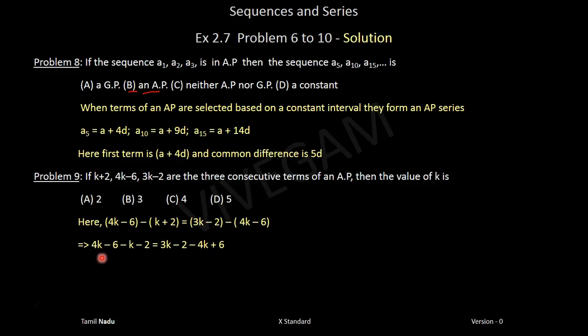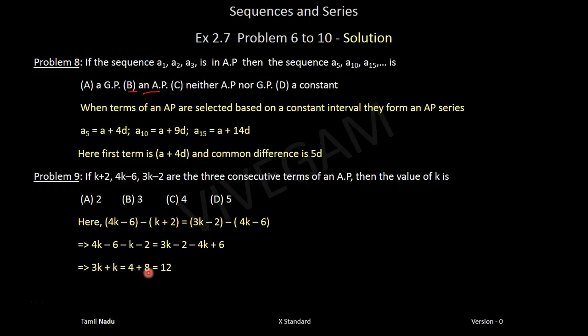Now, if you look at this, 4K minus K is 3K, right? And let's look at this one: 3K minus 4K, that is minus K. So that minus K, when it goes to the other side, will become plus K. That is what we have done here, right? Now, this is minus 2 plus 6, that is 4, right? And here minus 6 minus 2 is minus 8. When it comes to the other side, it becomes plus 8. So 3K plus K is 4K.